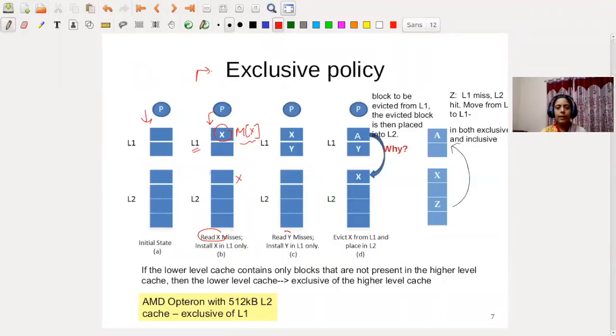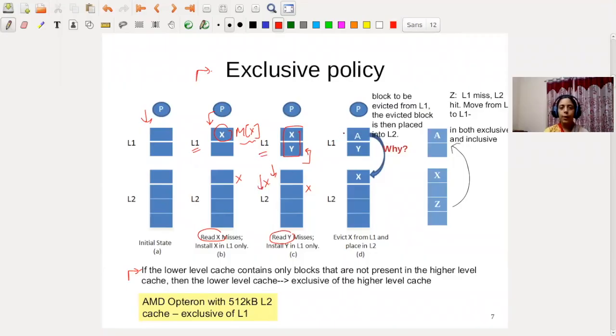And then let's say you have to access Y next. We bring in Y into L1 and not into L2. So this is exactly just the opposite of inclusive. So the data that is present in L1 will not be present in L2. So the lower level cache contains only blocks that are not present in the higher level cache. So then that means that L1 is exclusive of L2.